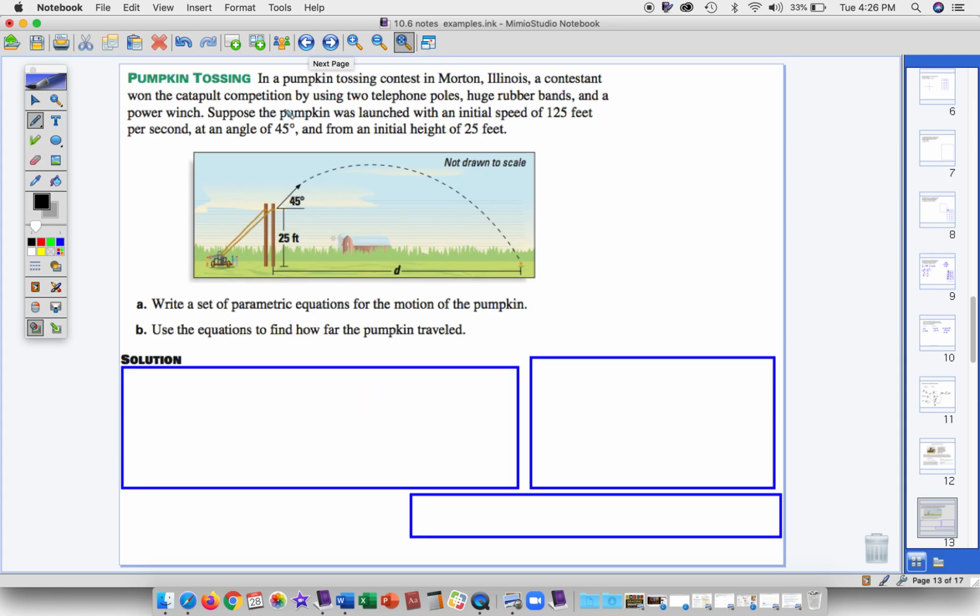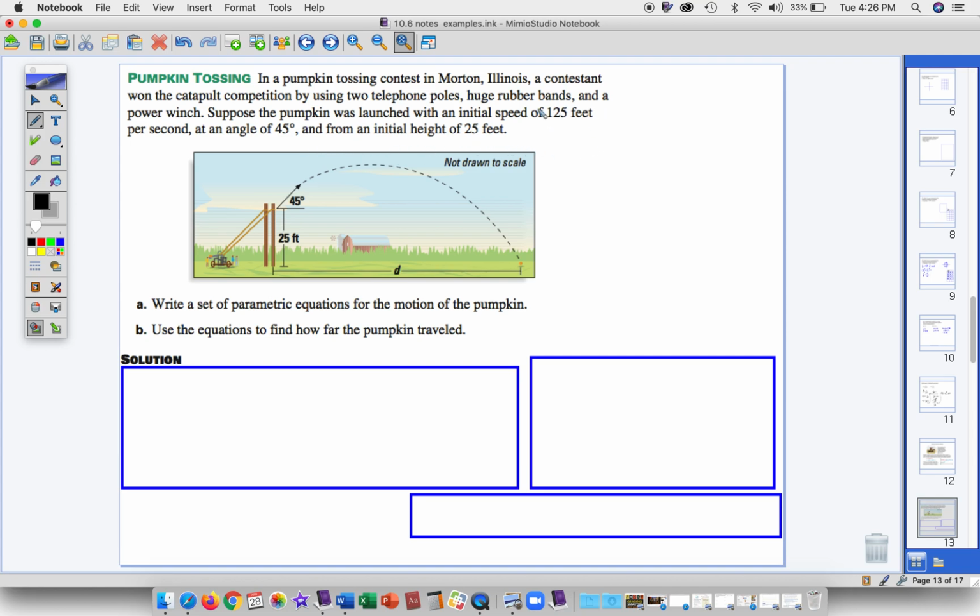So we have a pumpkin tossing contest where a contestant won the catapult competition by using 2 telephone poles, huge rubber bands, and a power winch. So suppose the pumpkin was launched with an initial speed of 125 feet per second at an angle of 45 degrees and from an initial height of 25 feet.